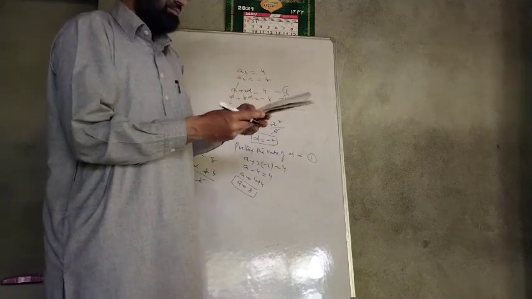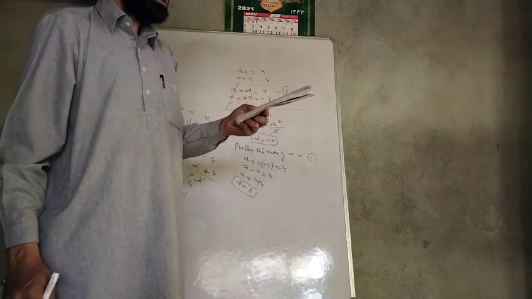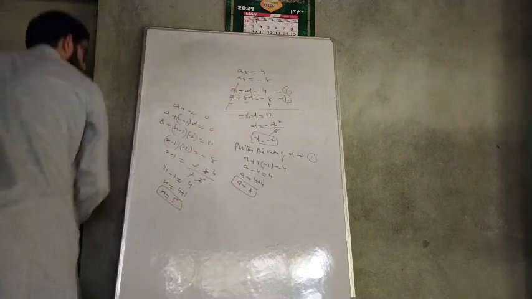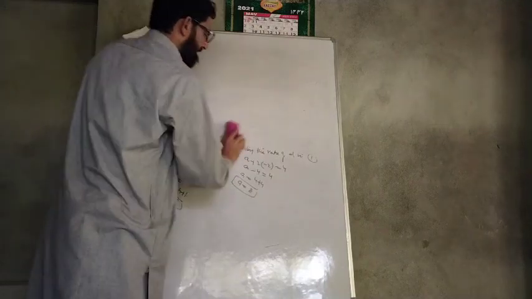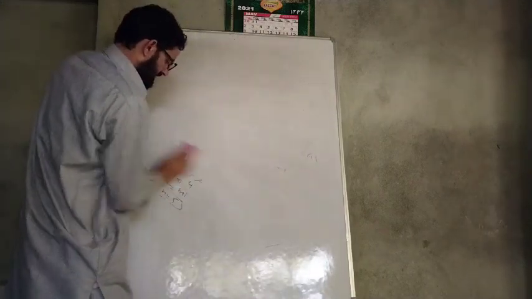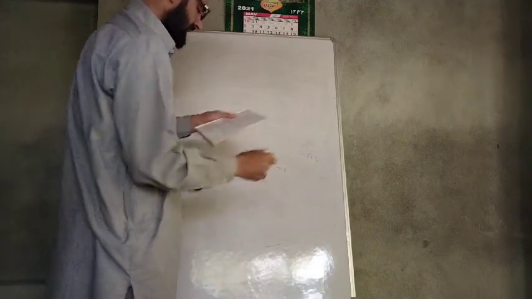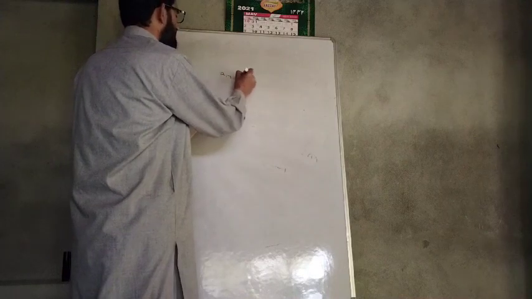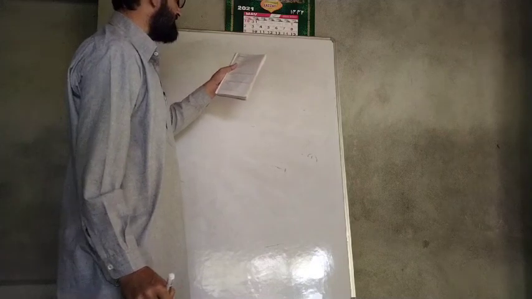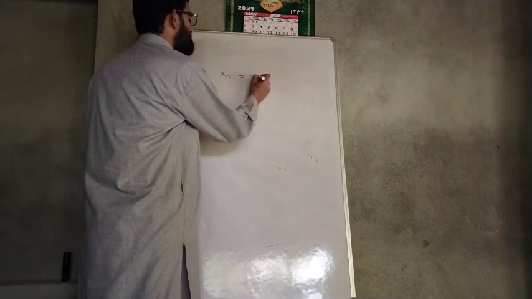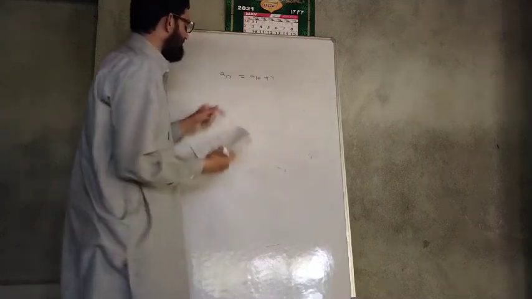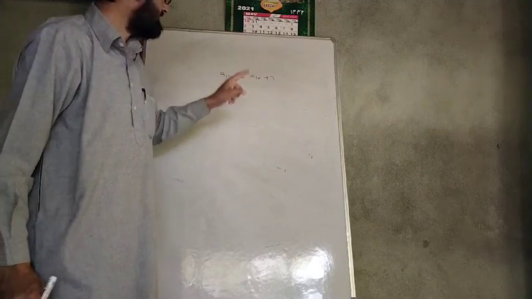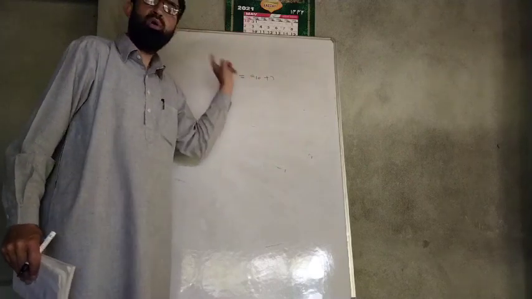Similarly, question number 10. The 17th term of an AP exceeds the 10th term by 7. Find the common difference. This is so simple. It's very easy. Now see, the 17th term of an AP exceeds the 10th term by 7. That is, the 17th term is equal to the 10th term plus 7. That is, the 17th term is 7 more than the 10th term.